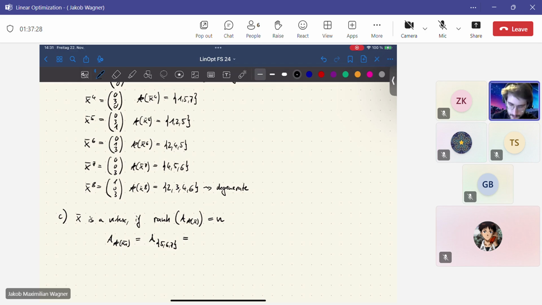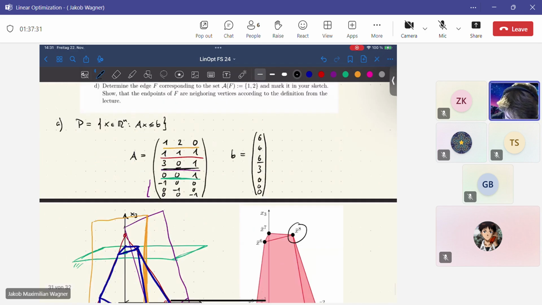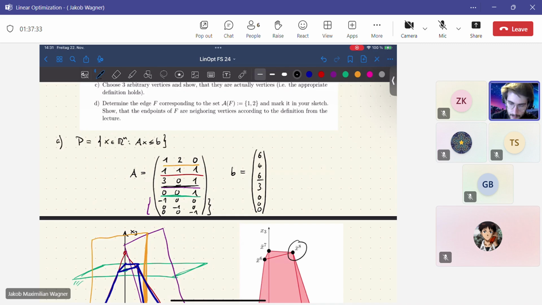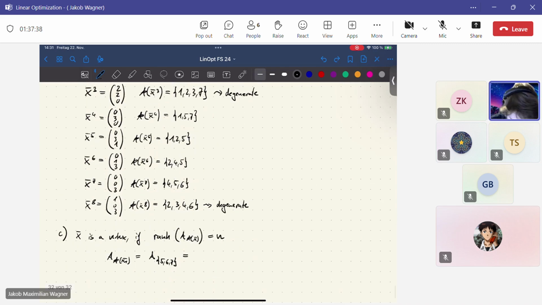The fifth, sixth and seventh row of this matrix A was just this lower block again, which was minus the identity matrix. And so we have -1, 0, 0, 0, -1, 0, 0, 0, -1. We know this has rank 3 because it's a diagonal matrix with non-zero entries on the diagonal. We can also calculate the determinant of this. So we know that x1 is indeed a vertex.